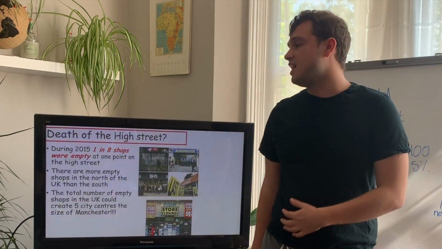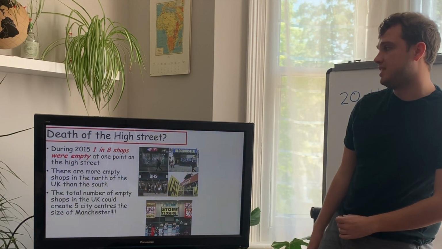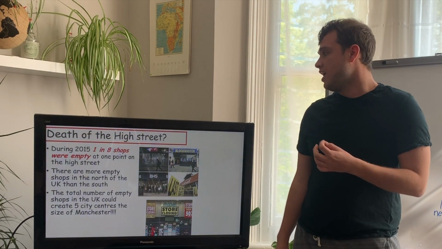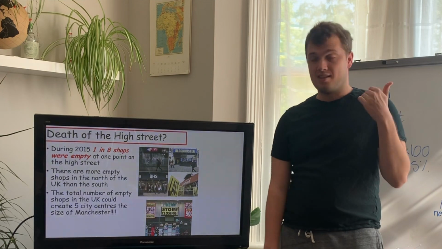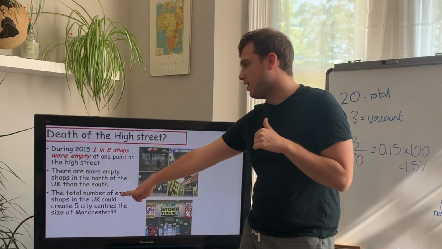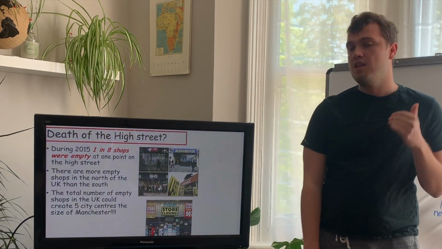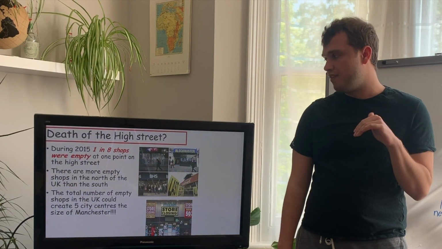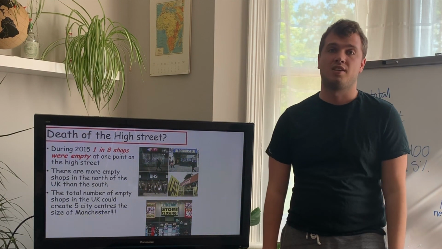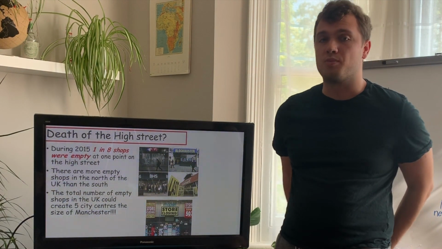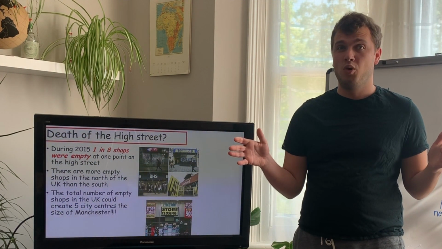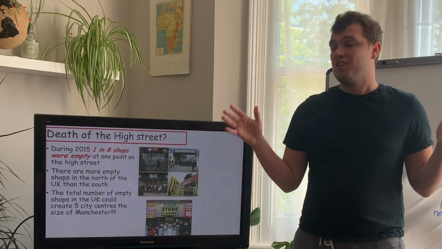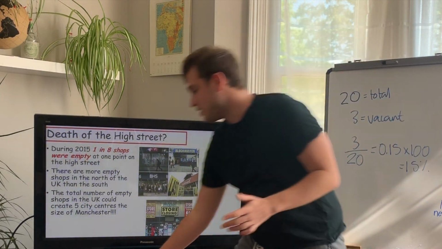So during 2015, 1 in 8 shops were empty at some point on a high street. There are more empty shops in the north of the UK than the south, and then this one blows my mind a little bit. So the total number of empty shops in the UK could create 5 city centres the size of Manchester. If any of you have been to Manchester before, it's huge, okay? So therefore the high street is quite a problem.